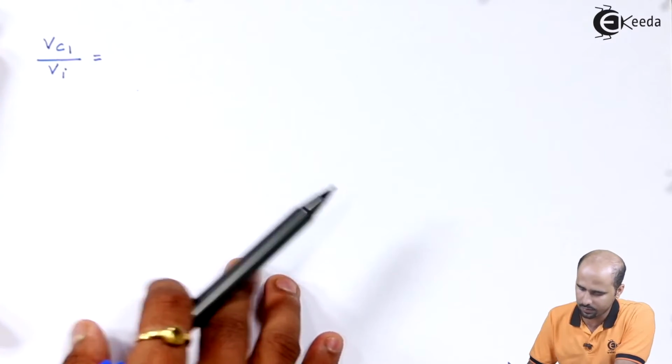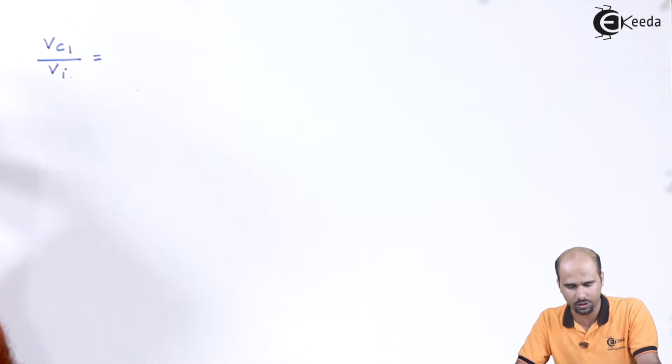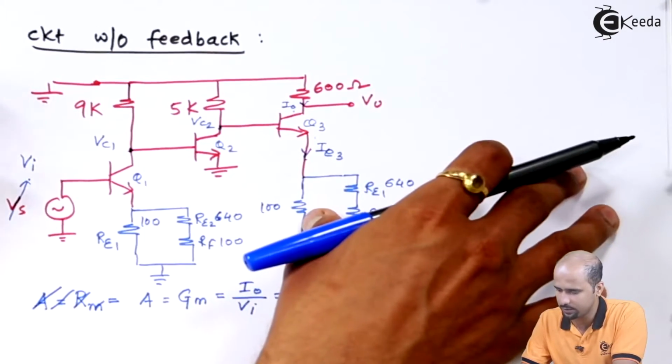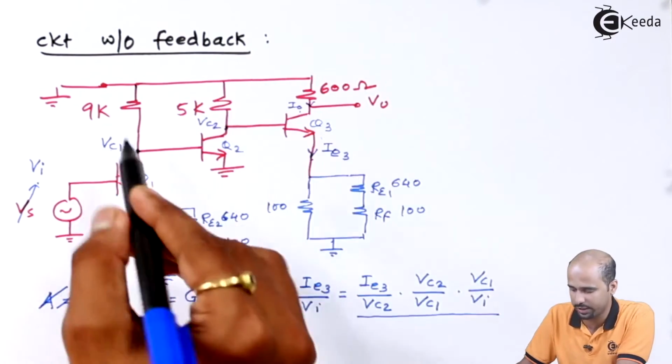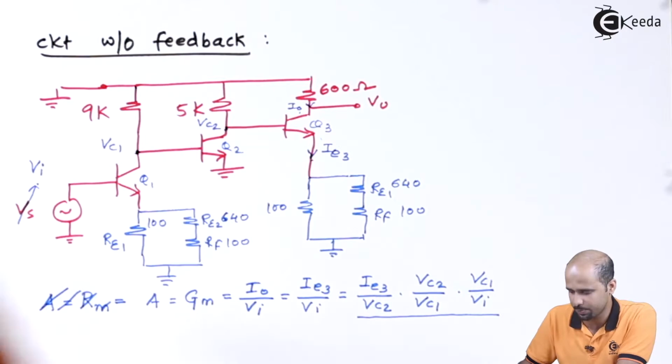So let's start with the calculation of VC1 divided by VI. If we have this particular circuit, we'll get to know that the value of the voltage gain is reduced due to this particular emitter resistance.